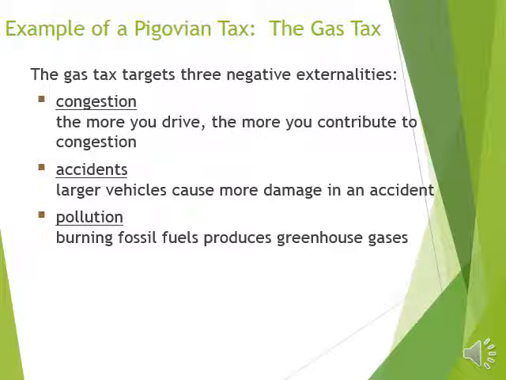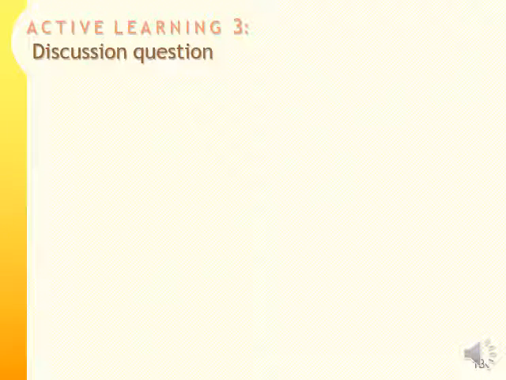And the third external cost is pollution. Basically, you're producing CO2, which causes global warming. So how can we reduce all of these things? How can we reduce fatal accidents and pollution and traffic jams? Well, we can internalize the external cost by using a Pigovian tax.